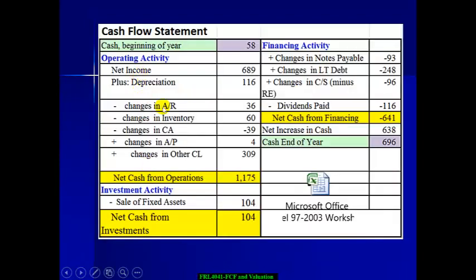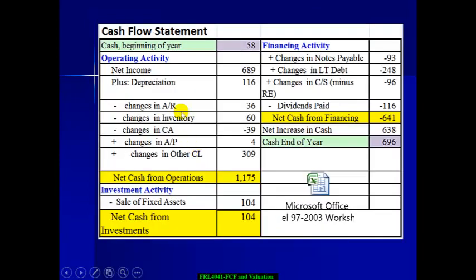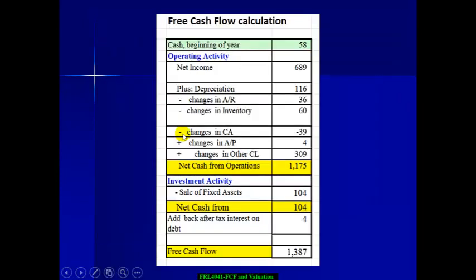Here is an example of a cash flow statement, and this is free cash flow. Okay. And as you see, these detailed items are matched one by one. So we will go to the practice later on.